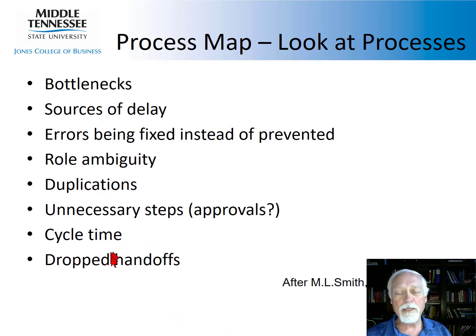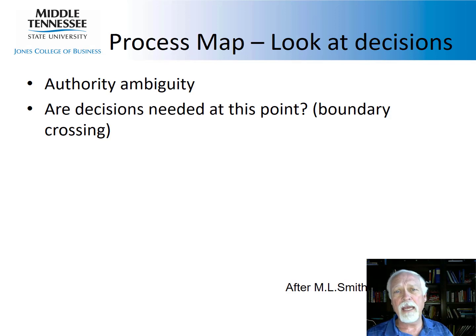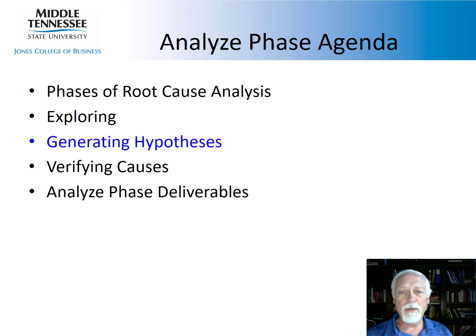Cycle times, which especially in a value stream map, we see this. Dropped handoffs. Whenever we're passing off between functions in a deployment chart or a swim lane chart, that's an opportunity for dropped handoffs. Look at the decisions. Do we know who is the person who makes the decisions? And are decisions even needed at this point? And we see this again in swim lanes when we cross boundaries. All right, next on the agenda, we'll have generating hypotheses.